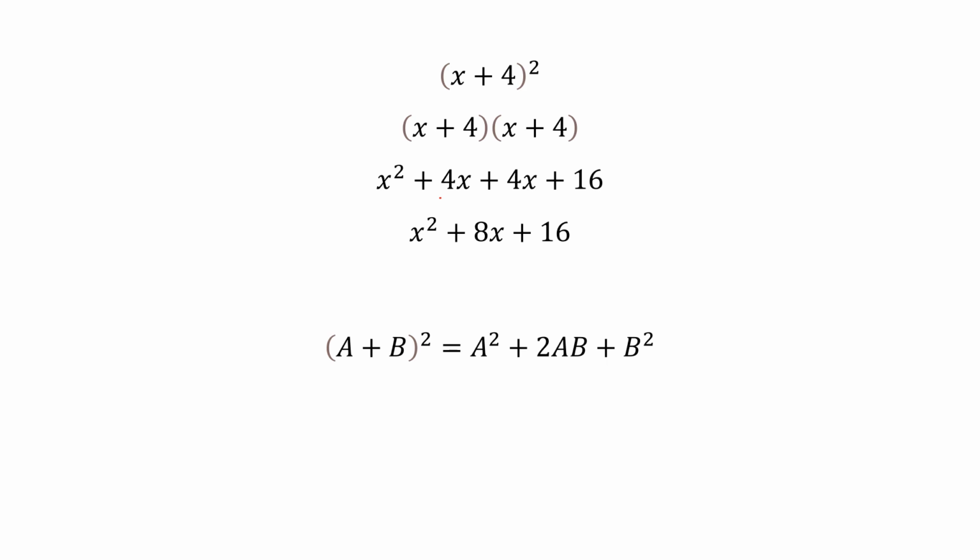All right, so let's look at this problem we did before. So we have, this would be then our a, and this would be our b. So in our answer, a squared is first. x squared. There it is. Then 2 times a times b. So 2 times a, 2x, times b, 2 times 4 is 8. So 8x right there. And then the third is going to be b squared. Well, in this case, b is 4, and 4 squared is 16.